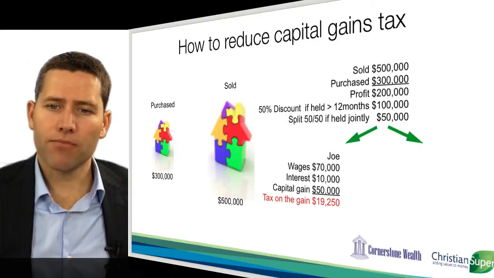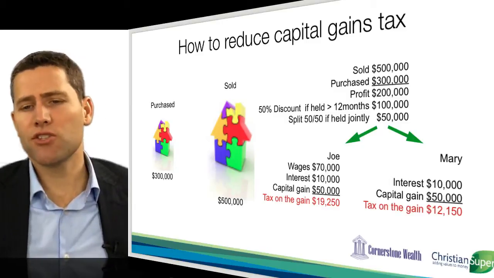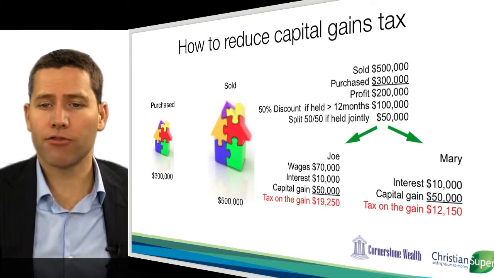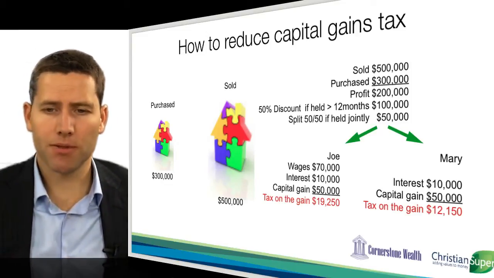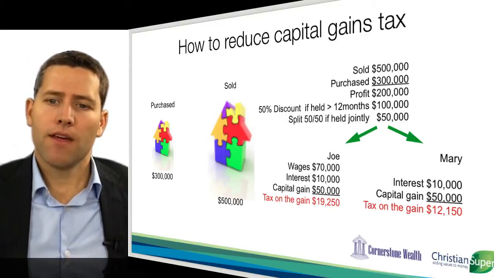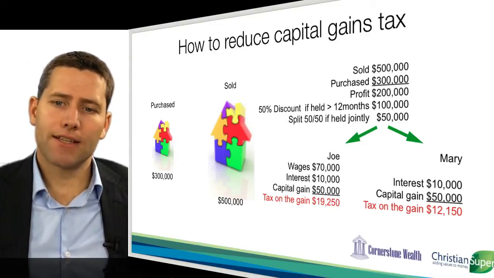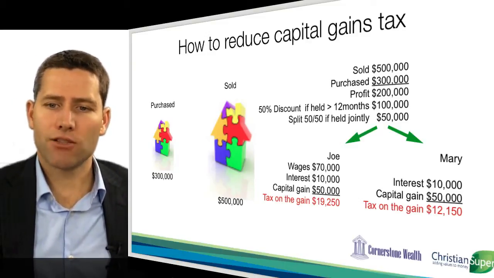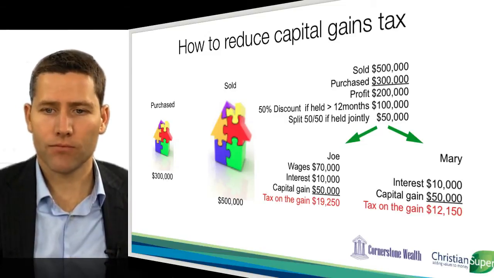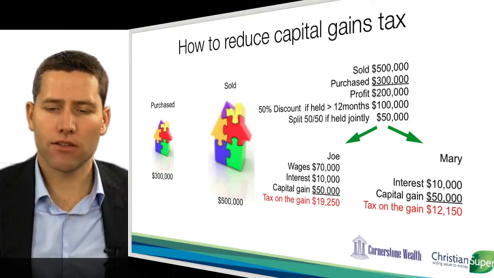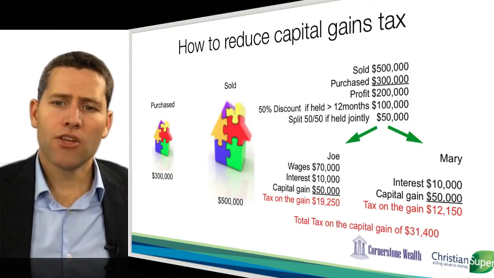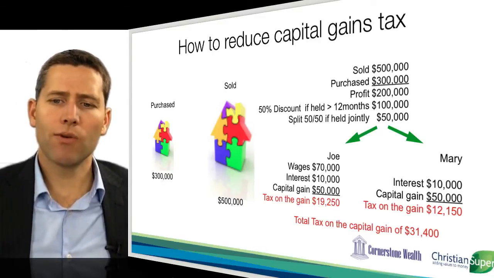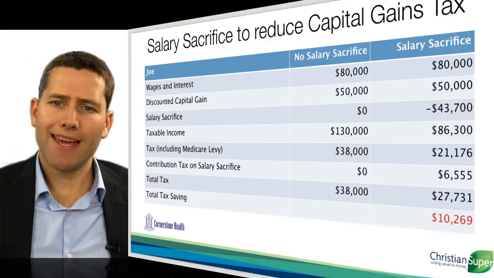In the other scenario, in Mary's scenario, we've assumed that she's not working, but she's generating some income from investments. It could be rental income from the investment property that they owned of $10,000. If you add the capital gain of $50,000 onto Mary's taxable income, she'll pay tax of $12,150 on that additional $50,000 capital gain. So they've paid on the capital gain on the sale of the investment property $31,400. So how can you actually reduce that?